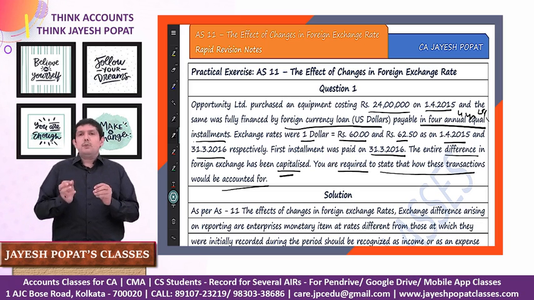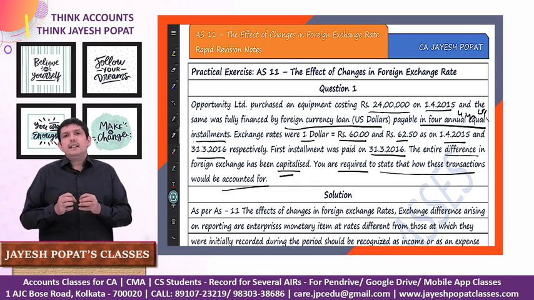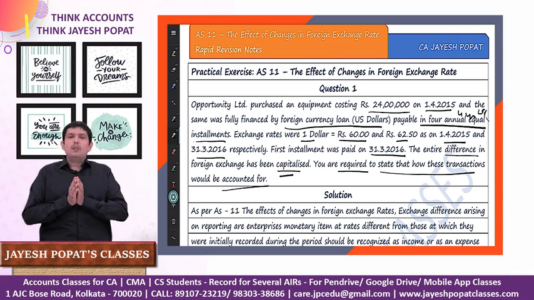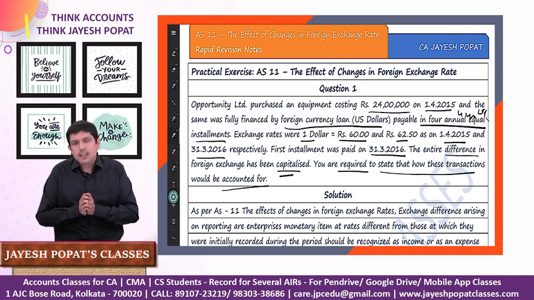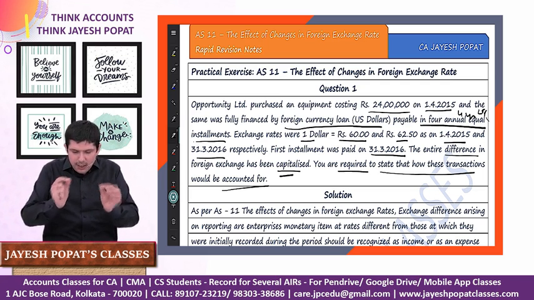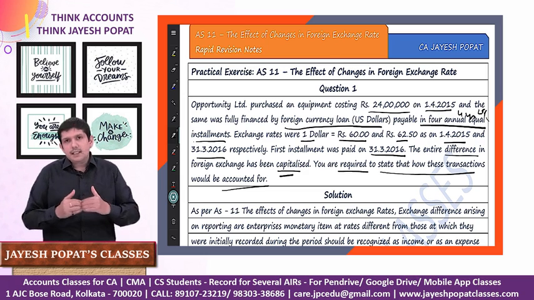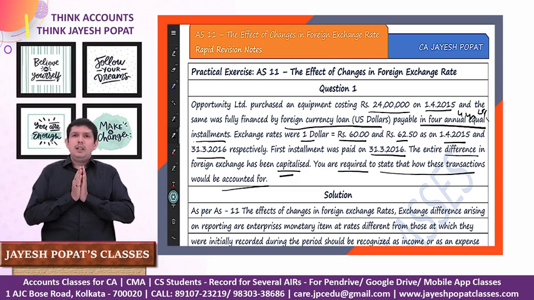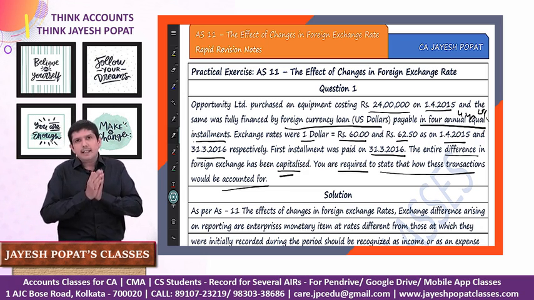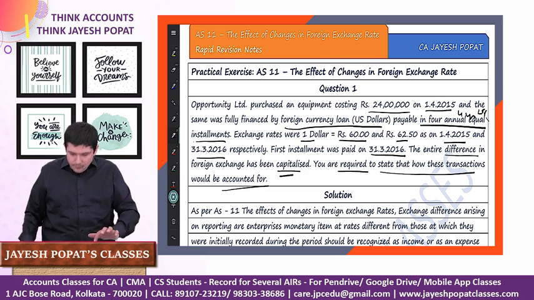So, here I have two options, either to go for a normal route. If I take the normal route, the entire exchange difference will go to the statement of profit and loss. Here I have an option to adopt para 46 or para 46A. If I adopt para 46, 46A, the exchange difference in relation to the loan, which is a long-term foreign currency monetary item, will be added to or deducted from the cost of the asset, and it will be depreciated over the remaining useful life of the asset.